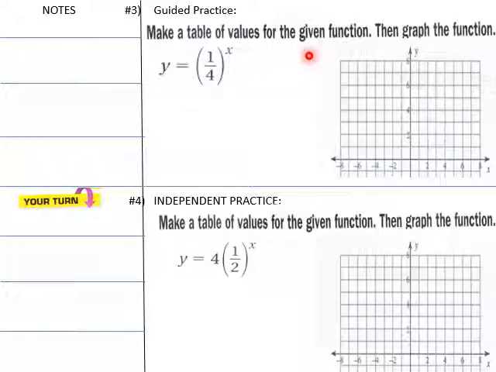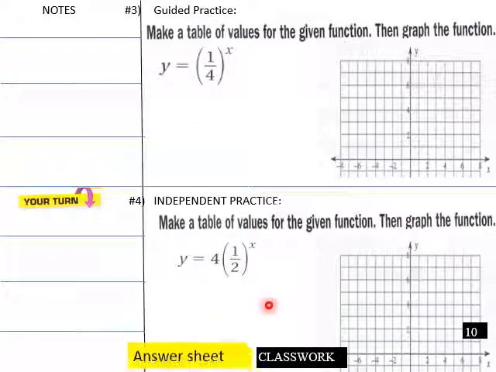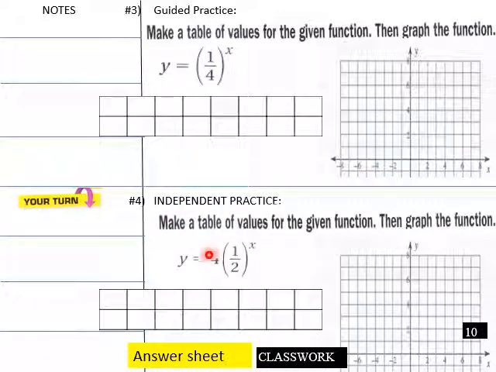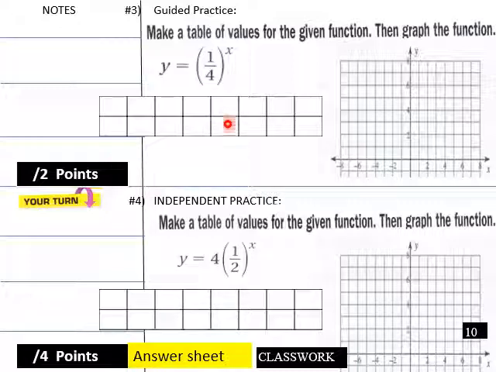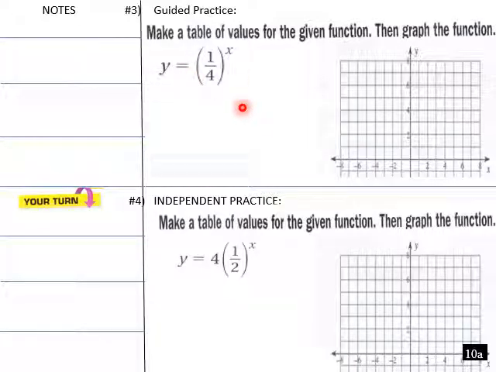Okay, make a table of values for the given function, then graph it. So we're going to graph this. This one's a little bit different. Students, you need to pay attention to do that. So here's your grid, your tables here. Let's do our guided practice up here. Make a table of values for 1/4 to the x.